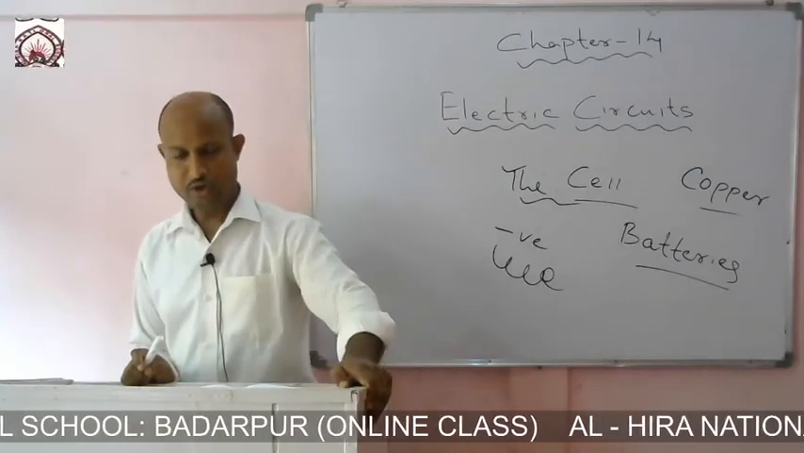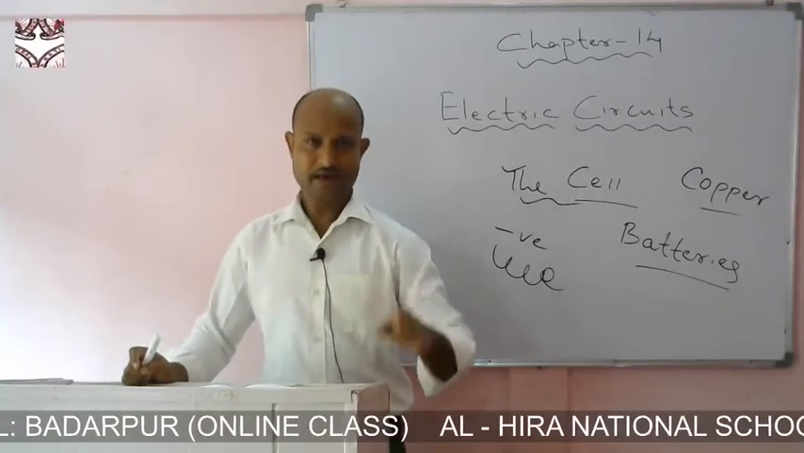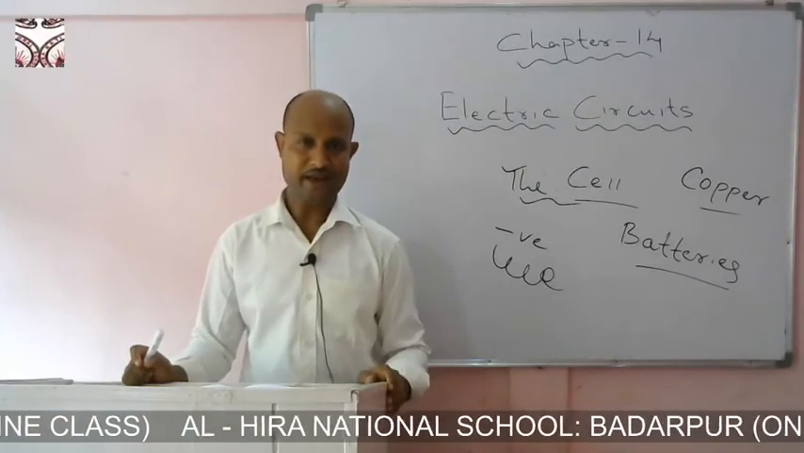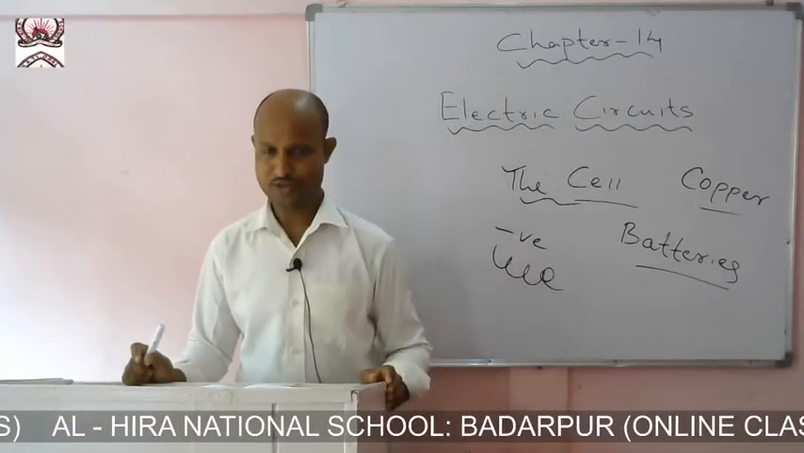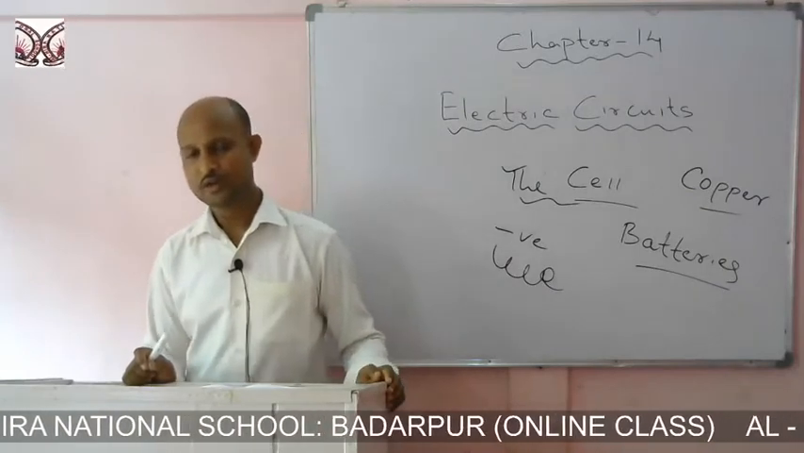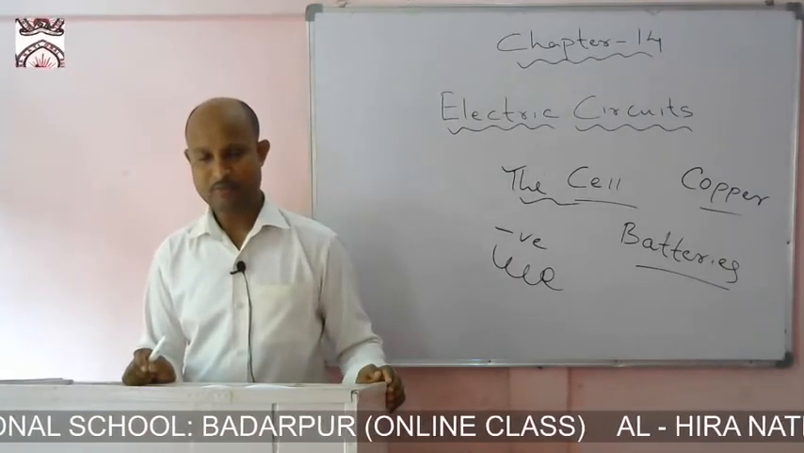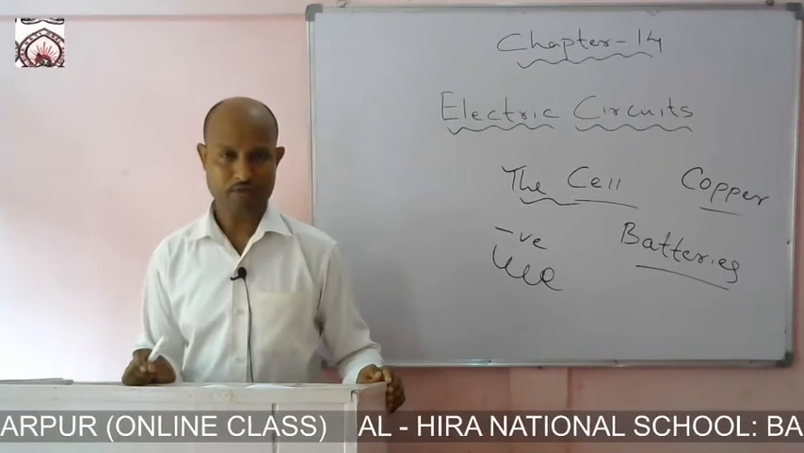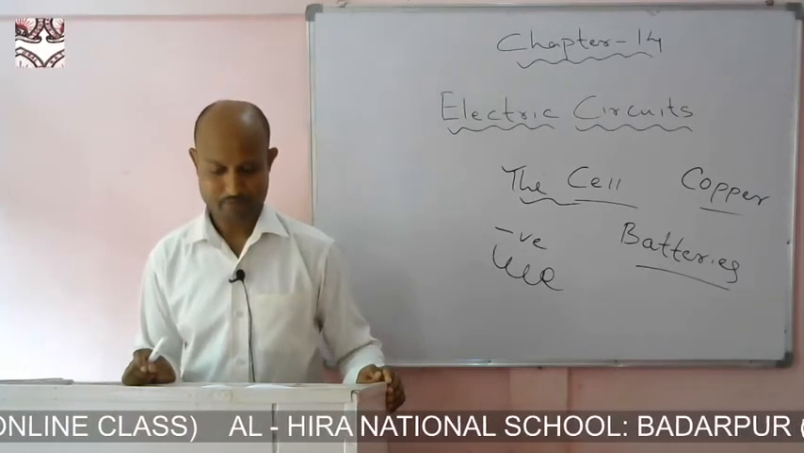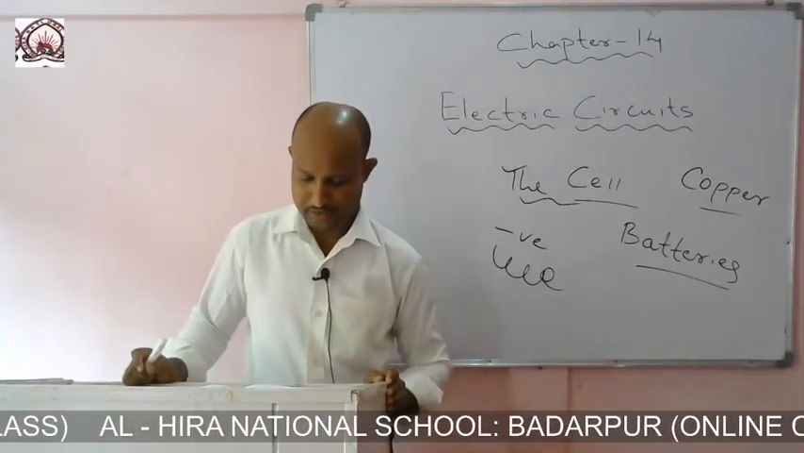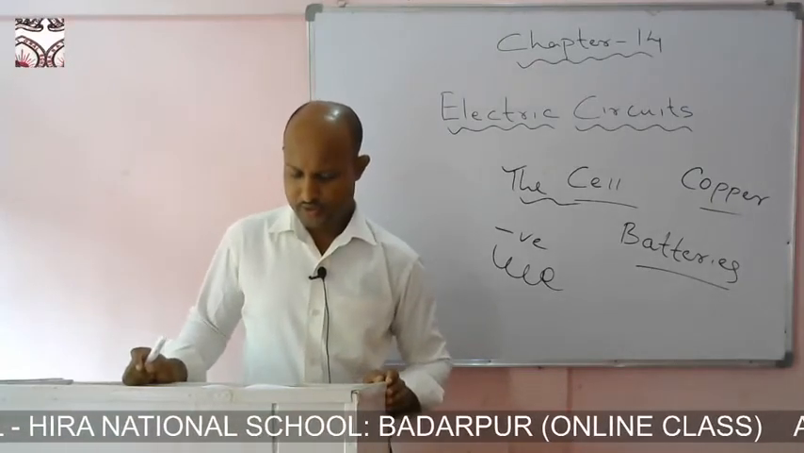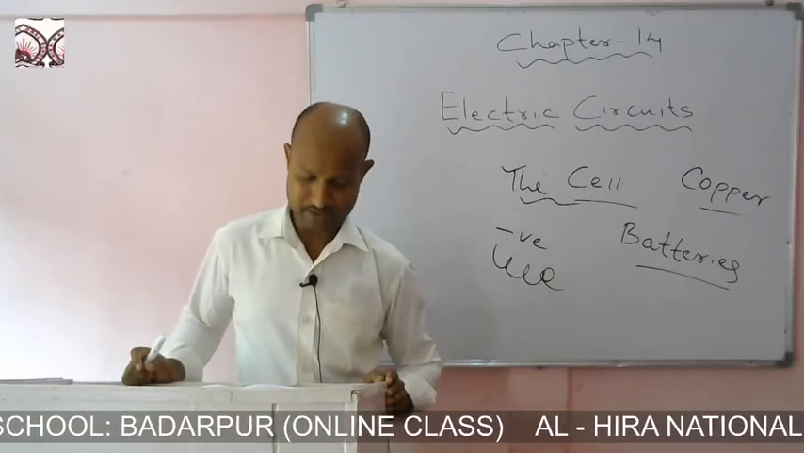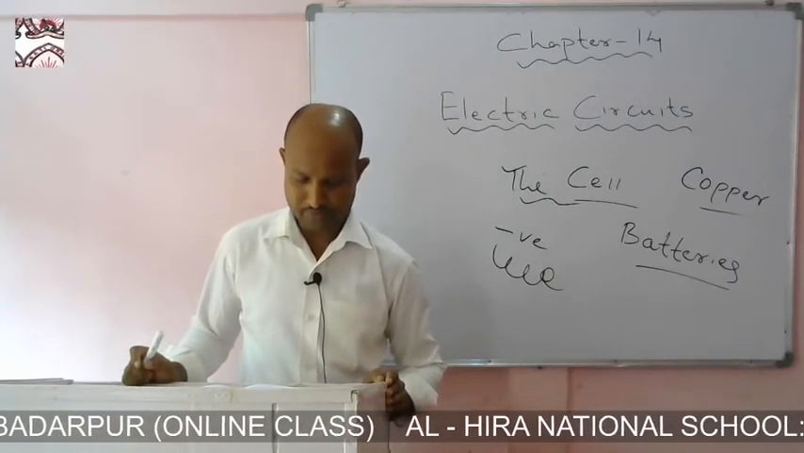You may have already come across one use of carbon in the cells. As I have already told you, the cell has a simple representation. Inside the cell we find a carbon rod. This carbon rod, which is made of graphite, is also a conductor. It is used in many other electrical devices too, not only in cells or batteries.